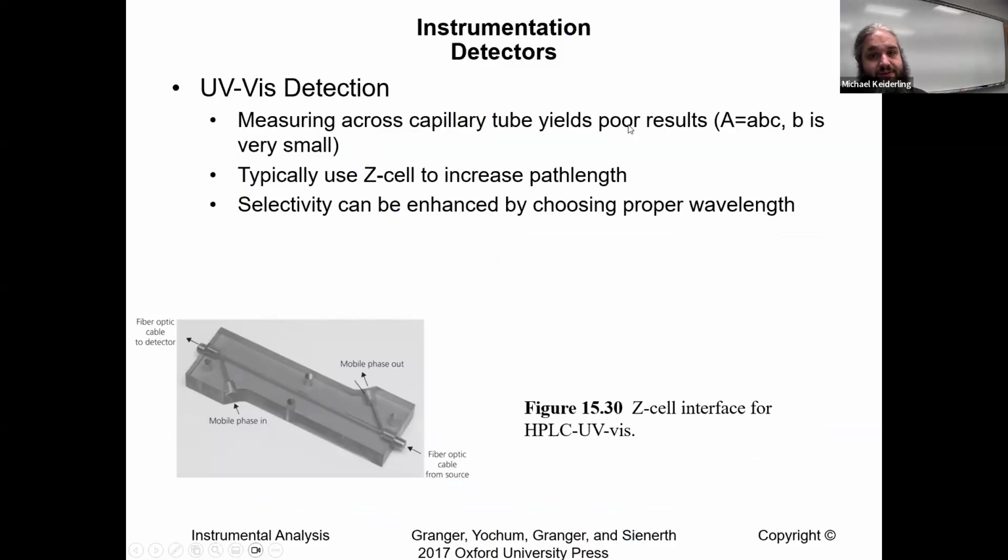So you measure across a capillary tube. This yields poor results because b is very small. So you usually have something more like this, where you have fiber optic cable from the source, fiber optic cable from the detector, and then you run in this sort of Z-shaped cell, where the mobile phase passes along the path of the light here. And selectivity can be enhanced by choosing the proper wavelength.